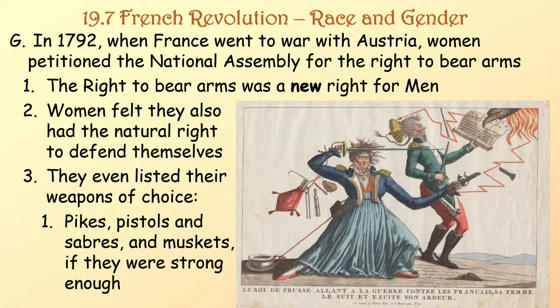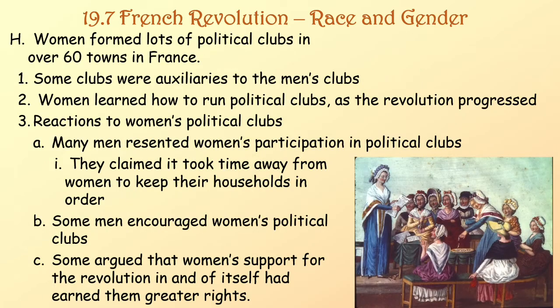In 1792, when France went to war with Austria, that's where we'll be going next, women petitioned the National Assembly for the right to bear arms. The right to bear arms was actually new for men. And women felt that they also had the natural right to defend themselves. And they even listed their weapons of choice: pikes, pistols, and sabers, muskets if they were strong enough. Apparently muskets give off quite a kick.